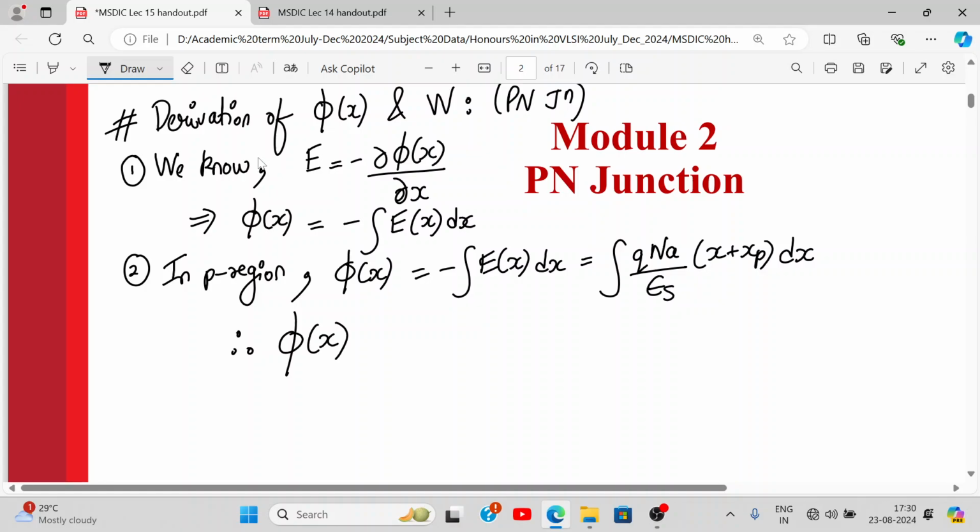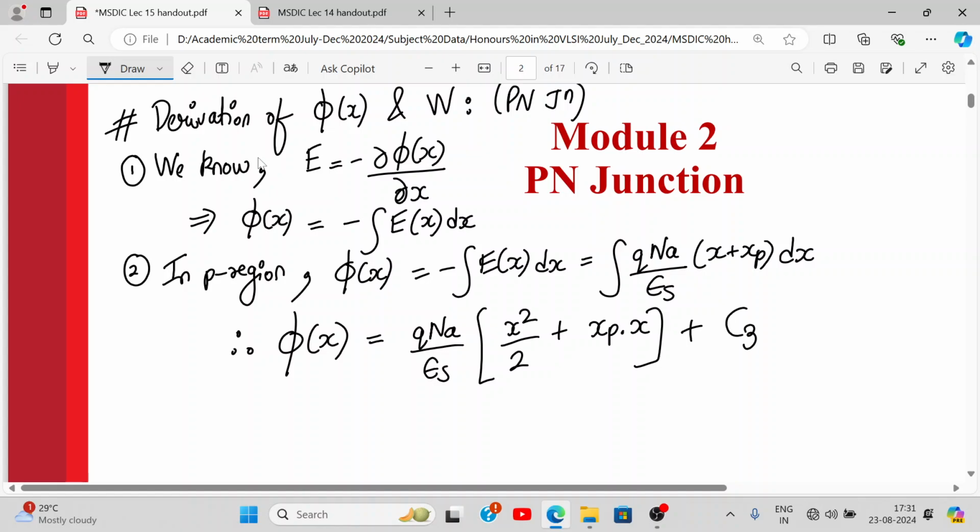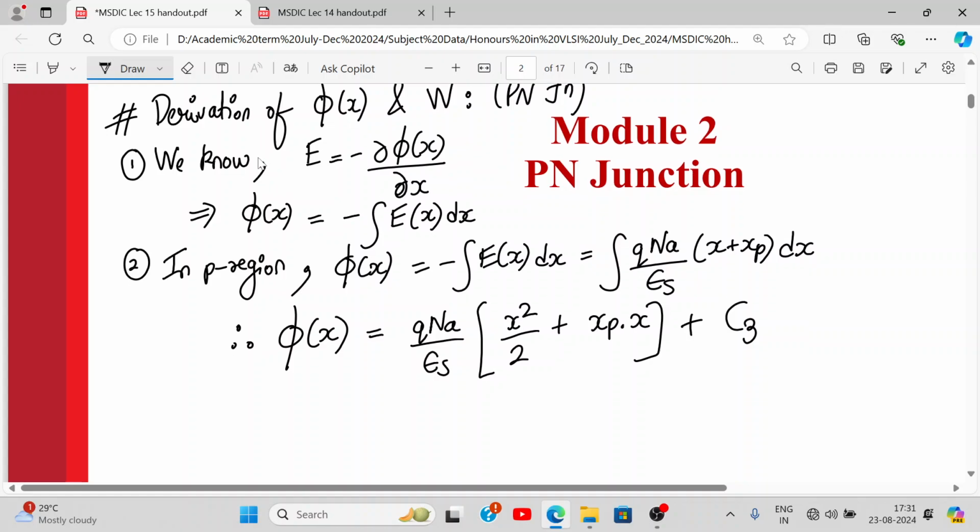So phi of x will be qNa, epsilon s will be a constant. What is the integral of x? x square by 2. And what is the integral of dx? x. So this will be xp into x, plus a constant of integration, because you don't have a limit.